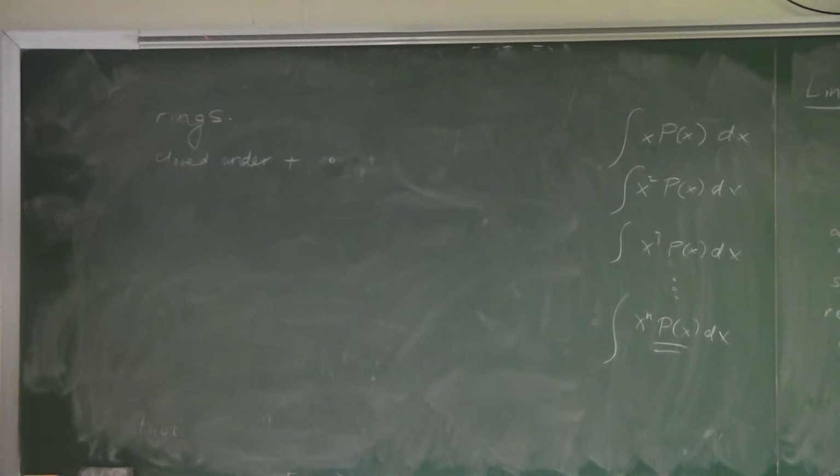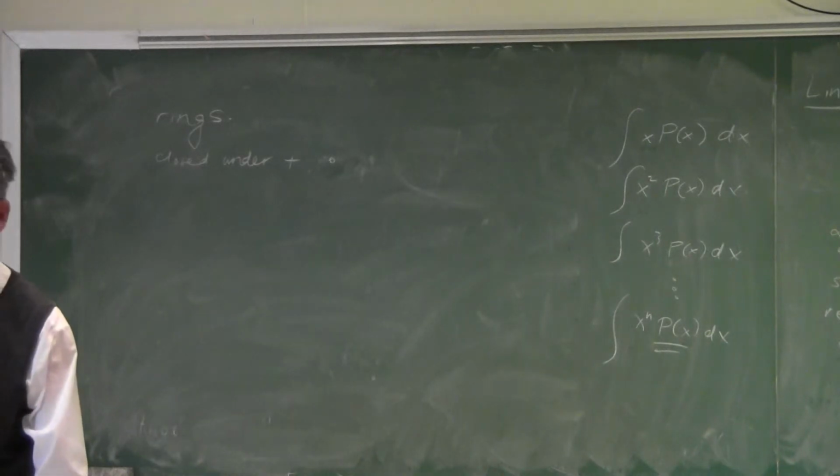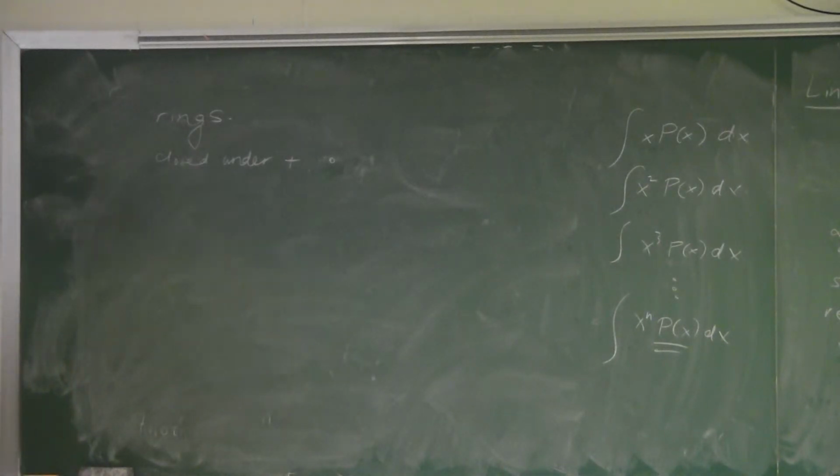Integers don't have the inverse. What is the inverse of 365? It's not an integer anymore. Okay, what is the inverse of a polynomial? There's no inverse, right? So rings are entities that are closed under addition and multiplication. Okay? So those are rings.